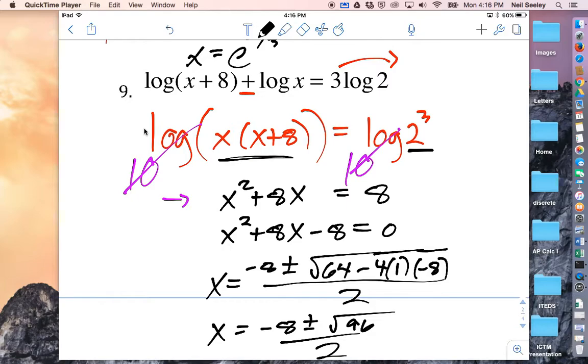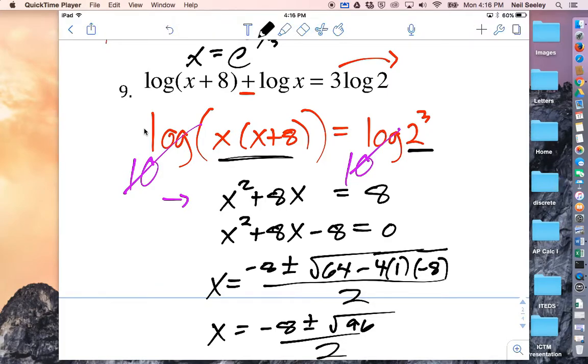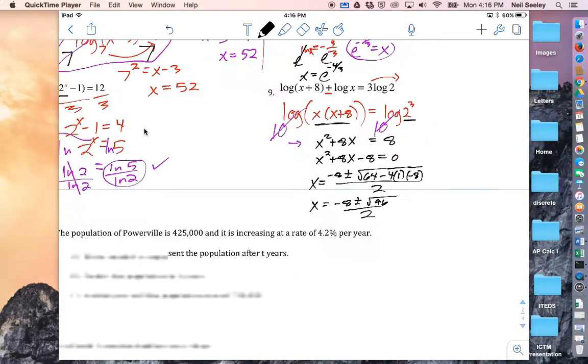But the process is condensing logs, if you can, comparing their insides, or exponentiating to get rid of logs. Do the inverse operation is another thing. And we also have solving a quadratic. Anytime you see one, you have to set it equal to 0 and either factor or do the quadratic formula. All good things that have to happen.